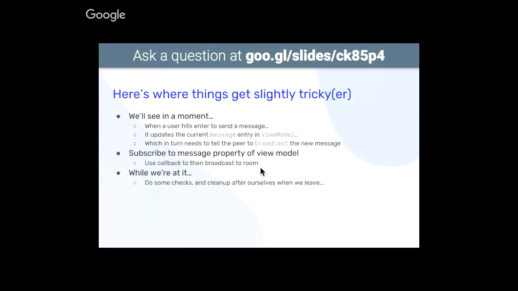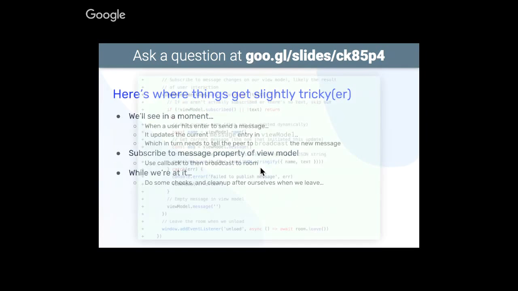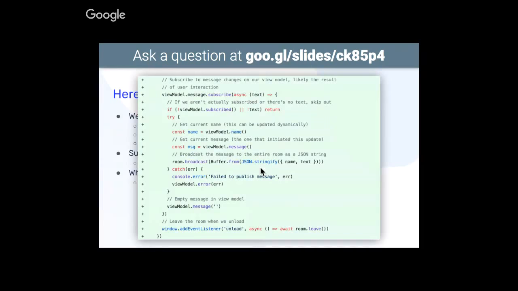So the next thing we're going to do is subscribe to the message property of our view model. If we jump down there, we've got this view model subscribe. And again, if you check out the link on GitHub, you can see all of this code in context. But anyway, what we're going to do is subscribe to the message changes on our view model, which would probably happen as a result of the user interacting, like hitting enter after typing a message.